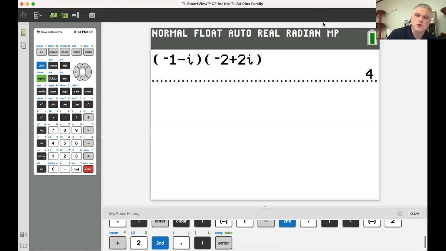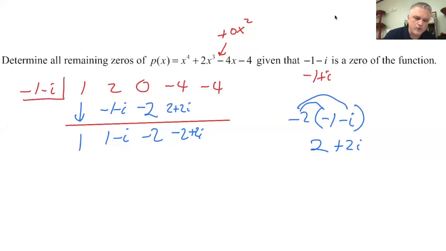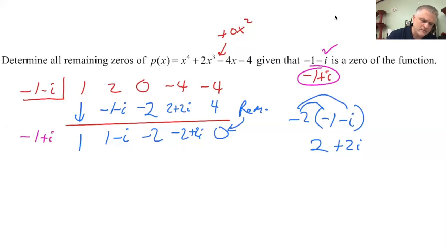Let's go back to our notes board. We're back. So we said that the product of those two numbers was 4. And you add this column and you have your remainder of 0, right? So we're going to do what we've been doing, and that is once we use the first zero to synthetically divide down 1 degree. So we went from x to the 4th to x to the 3rd. Now I want to go down to x squared. So I'm going to use the other zero. So I'm going to put -1 plus i right out here.